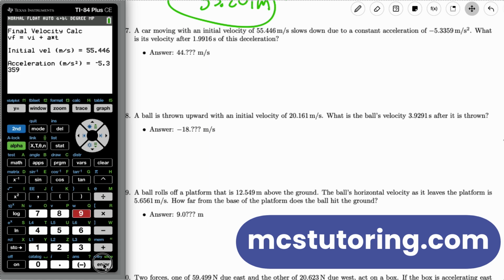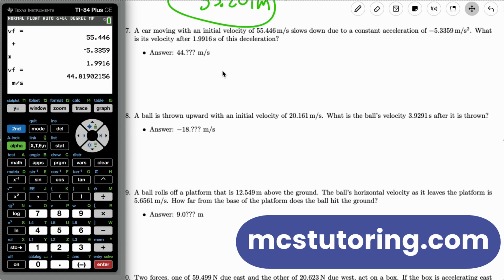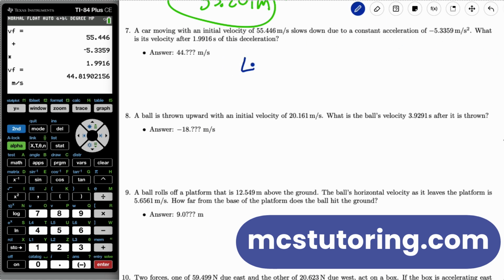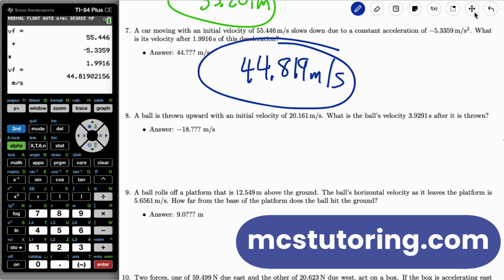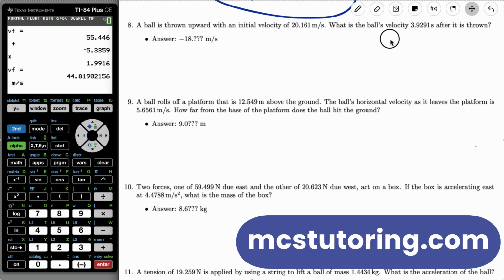5.3359. And then the time, 1.9916. We're all good. And we get 40. I'll go to a darker color for writing this. 44. And it wants to go 3 decimal places. 819 meters per second. Okay, great. Oh my gosh. We're more than halfway through this test. Thank goodness, man.